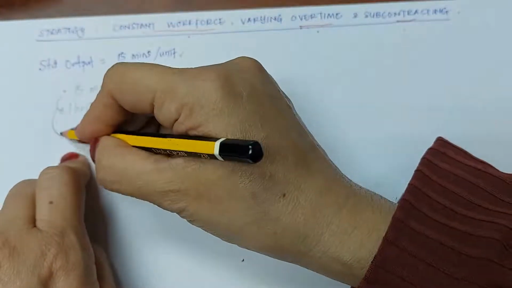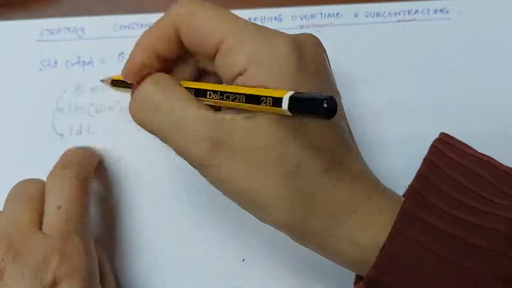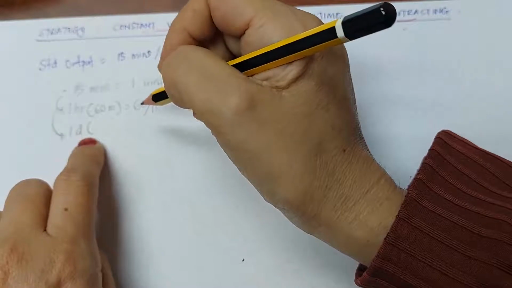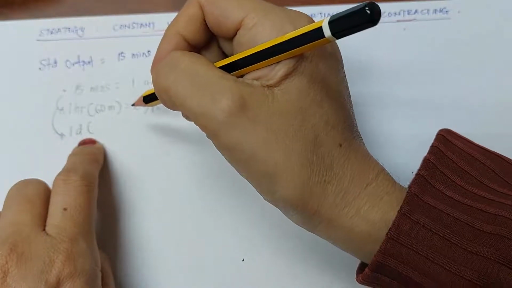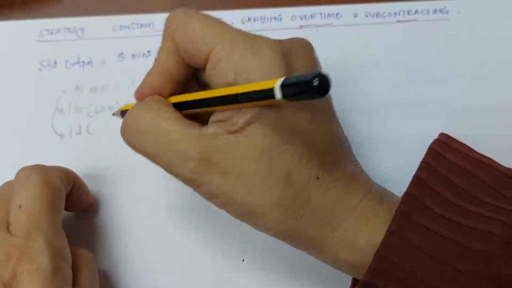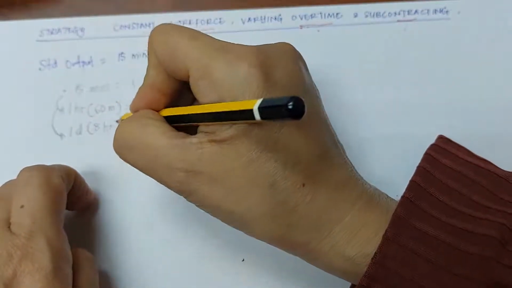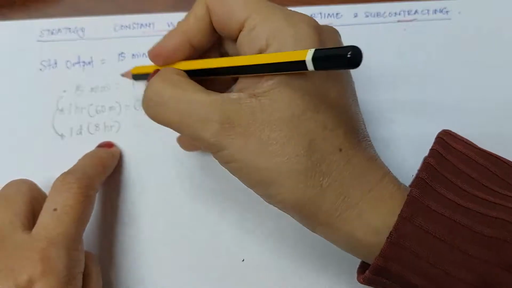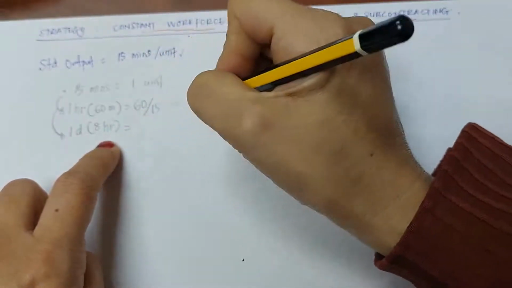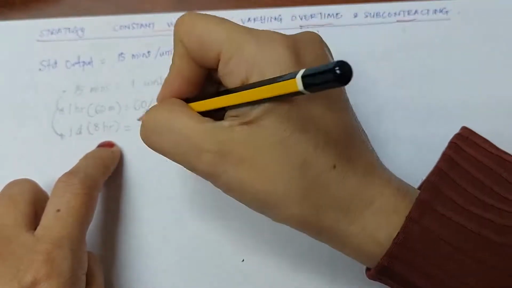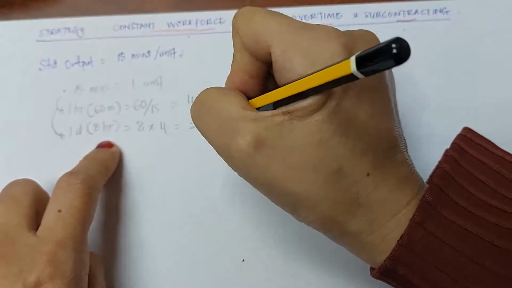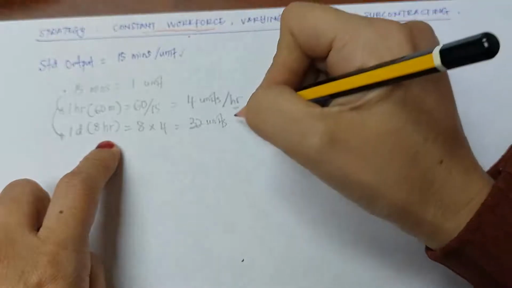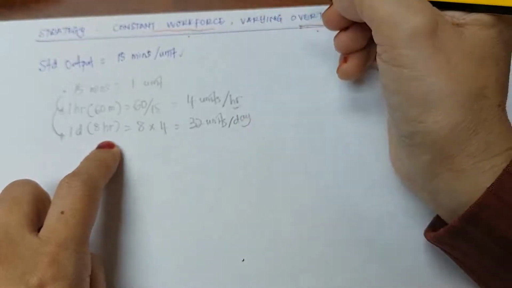Then from 1 hour, we make it 1 day basis. How many hours do we have in 1 working day? We have to refer to the additional information given. Regular working hours is 8. So if in 1 hour we can produce 4, then for 8 hours we take 8 times 4 equals 32 units. This is per day basis.